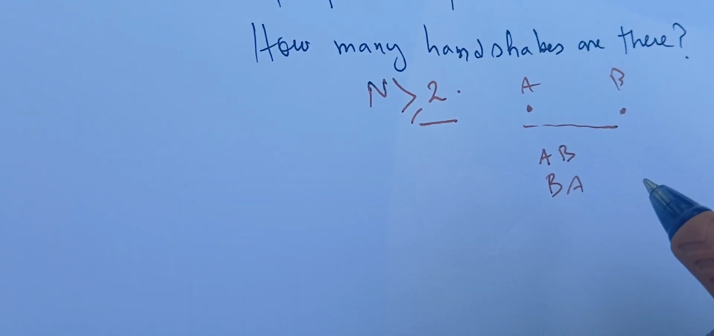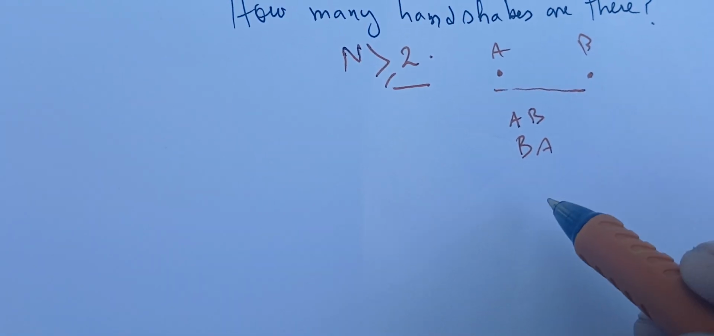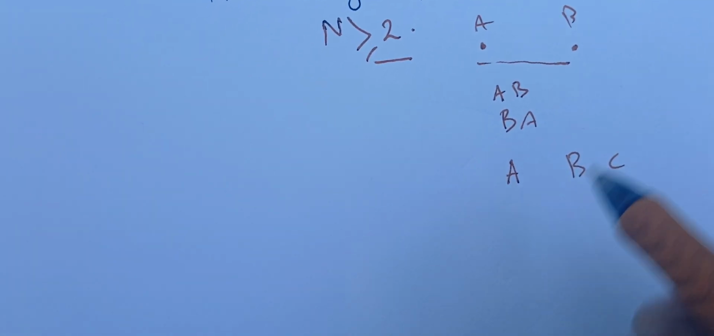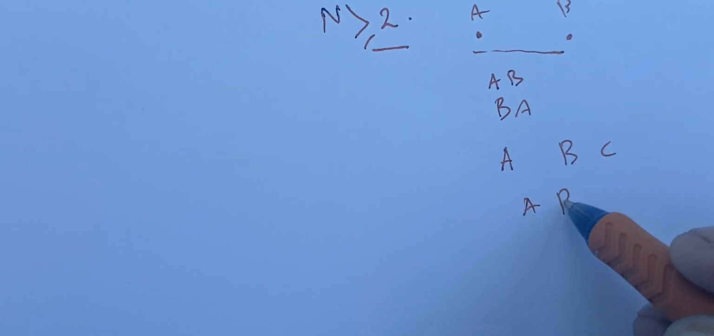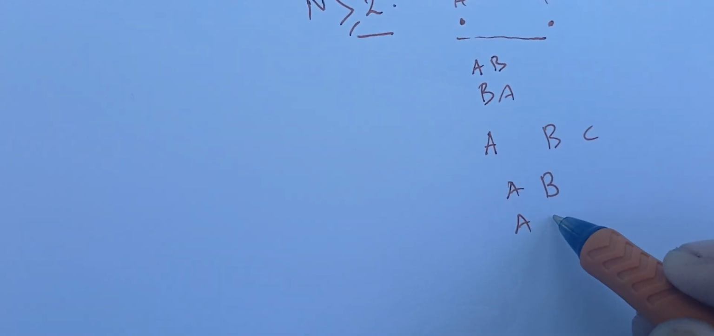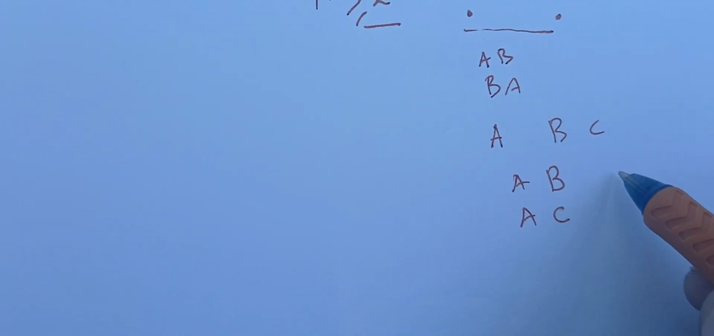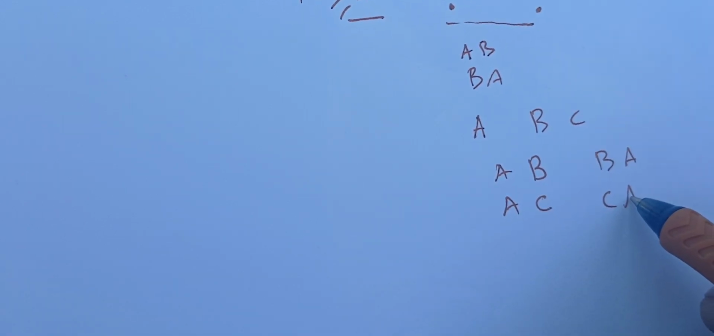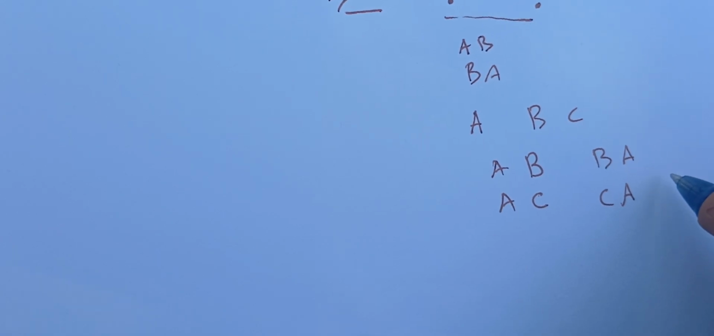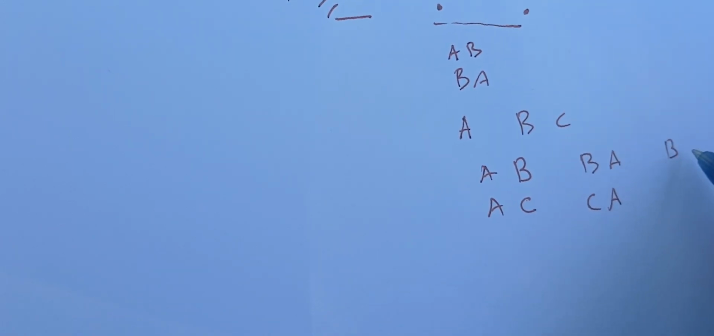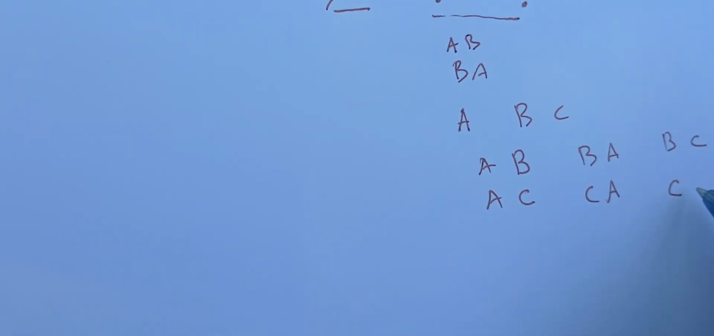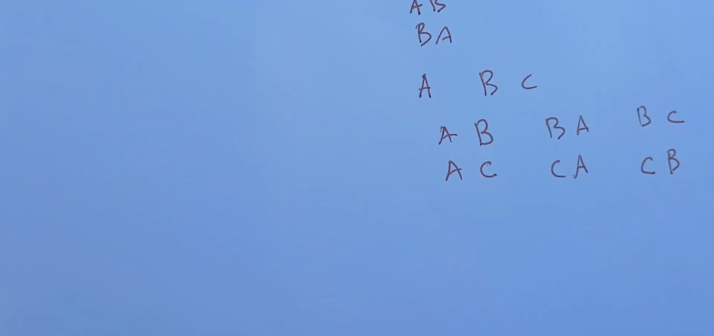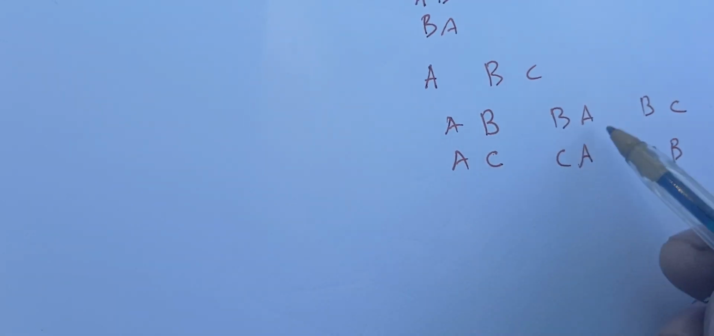When n equals 3, let's call the people in the party A, B, C. A can shake hands with B, A can shake hands with C, and B can shake hands with A, and C can shake hands with A. And also B can shake hands with C, and C can shake hands with B. And we see that the total number of handshakes is 6.